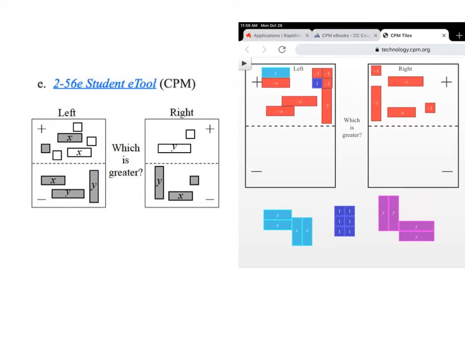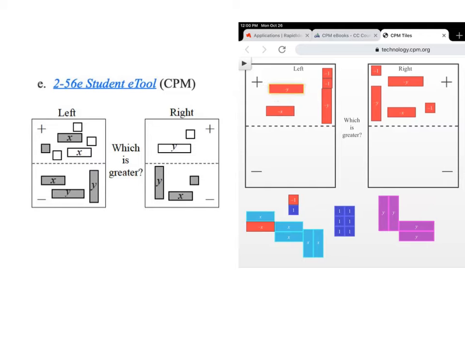So on the left side, I'm going to remove zero pairs next. I've got a positive X and a negative X, so I'm going to take those and remove them off of the mat. And then the next thing is I'm going to take the negative 1 and the positive 1, and I'm going to remove those from the left side in the positive region there.